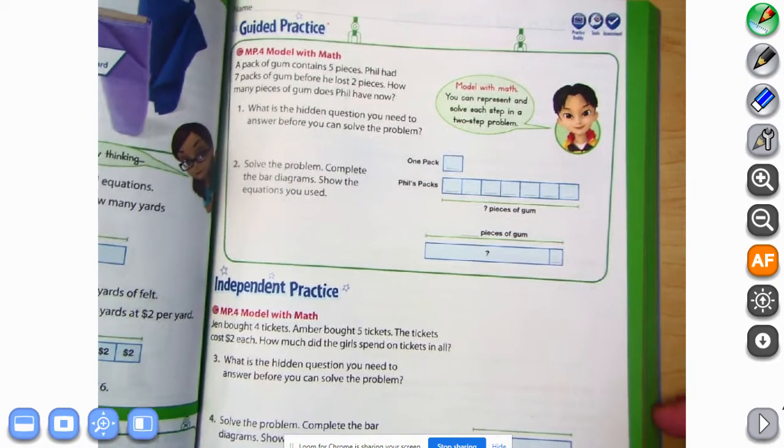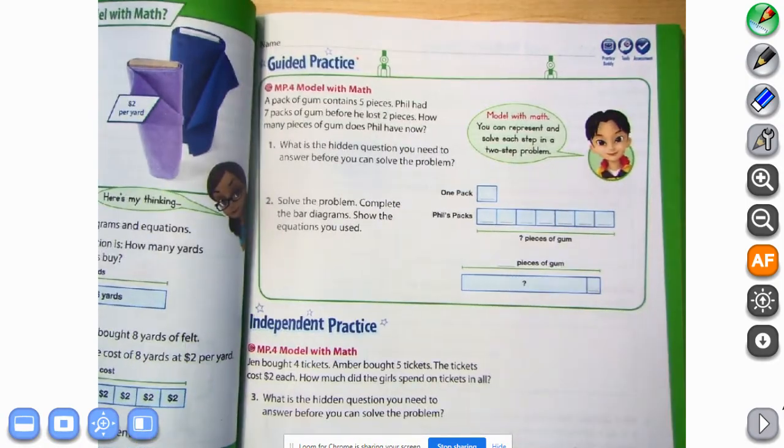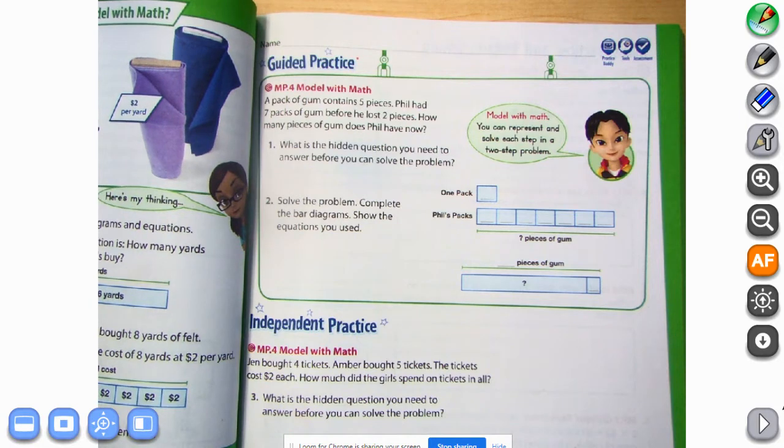All right, we are going to go to page 93 at the very top where it says guided practice. A pack of gum contains 5 pieces. Phil had 7 packs of gum before he lost 2 pieces. How many pieces of gum does Phil have now? What is the hidden question that you need to answer before you can solve the problem?